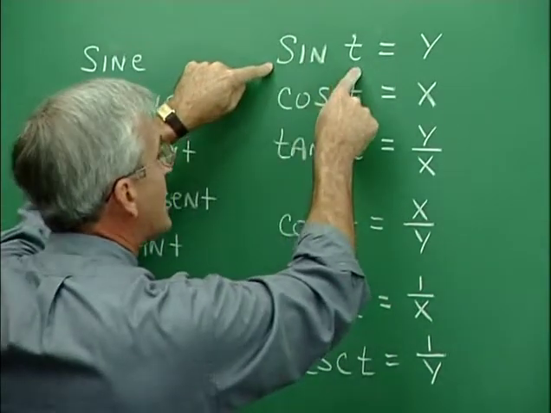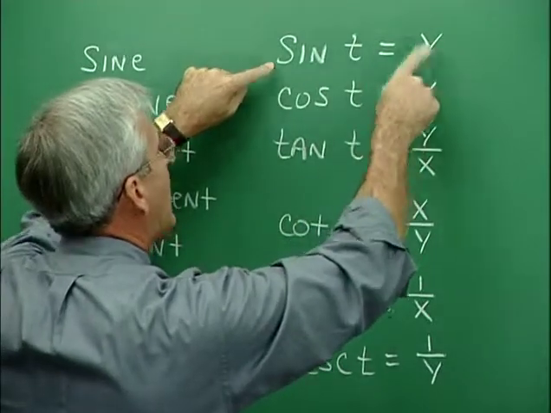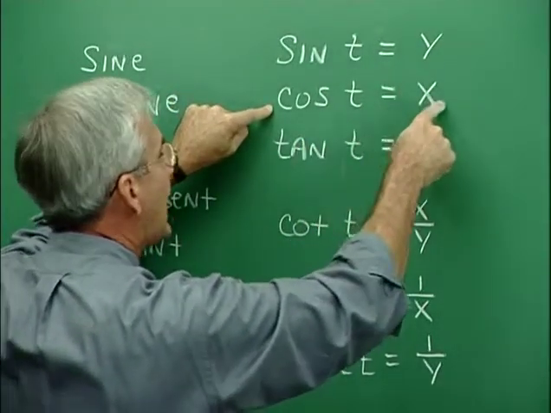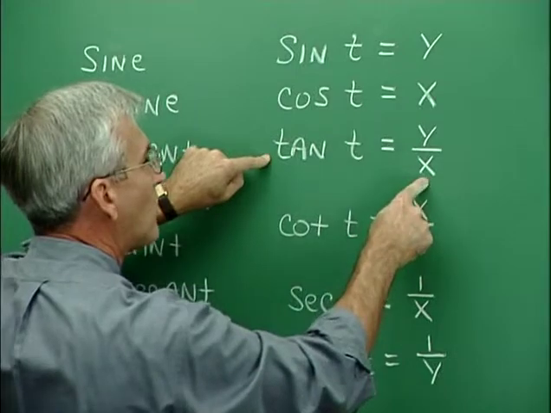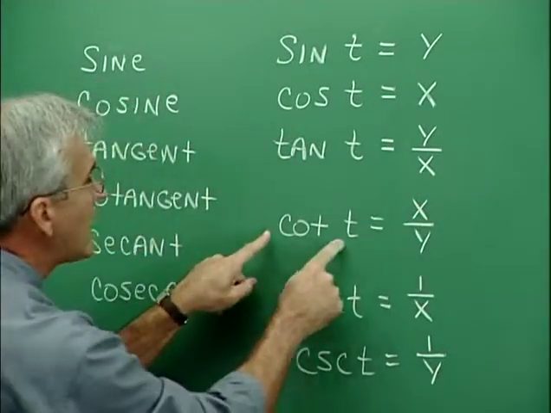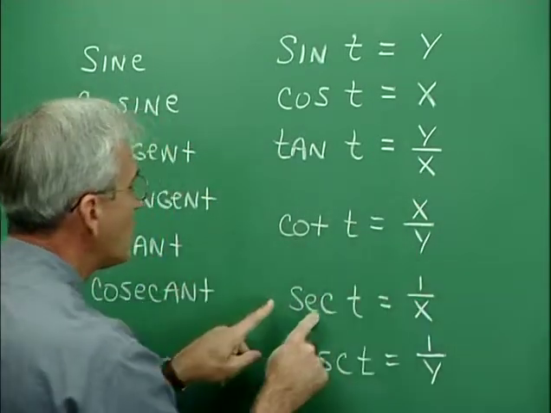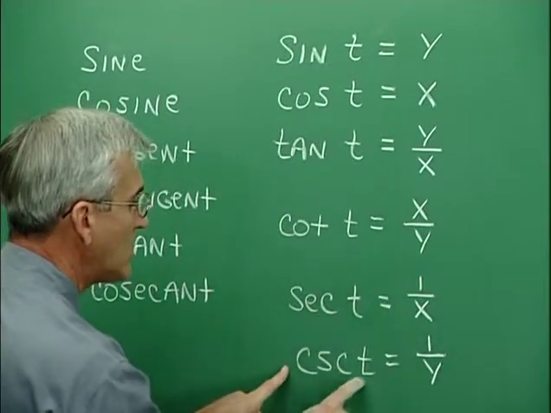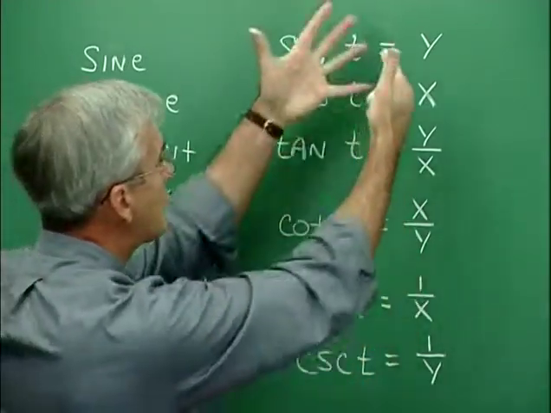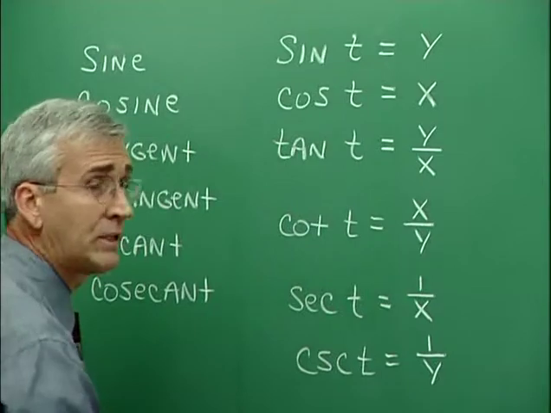So the sine of t is y. The cosine of t is x. The tangent of t is y over x. And cotangent of t is x over y, secant of t is 1 over x, cosecant of t is 1 over y. So all of these just involve the coordinates of that point that we talked about.